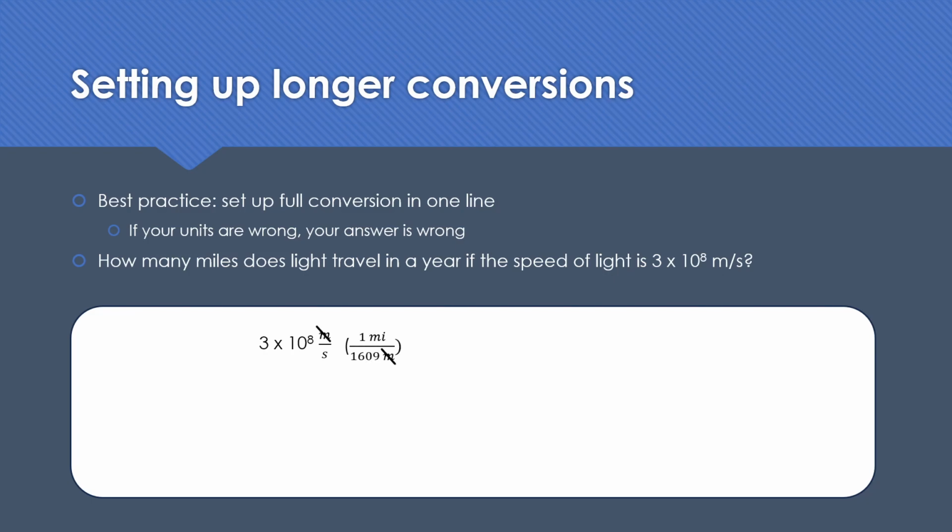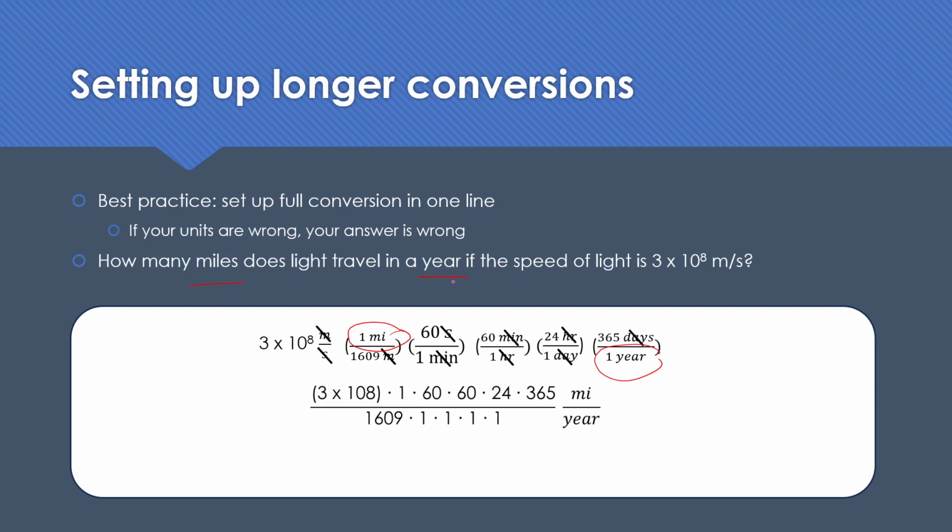So meters will cancel. Then I'm going to want to convert seconds to minutes. So 60 seconds per 1 minute, because I have seconds on the bottom. So seconds over seconds cancel. Then it's 60 minutes in 1 hour, so my minutes cancel. And then there's 24 hours in 1 day, so my hours cancel. And there's 365 days in 1 year, so my days cancel. And so now if you look, my units are going to be miles over years, which is what I was asked. Miles per year. Okay?